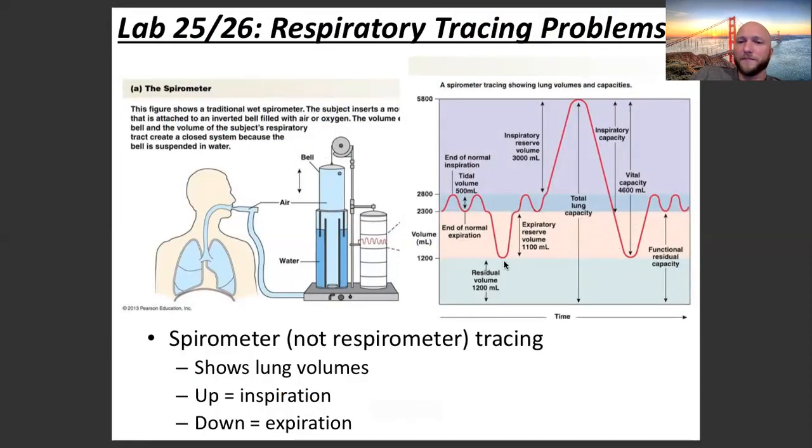So right here, we have some vocab words that we need to understand for this. And I do expect you to know these vocab words. We have tidal volume. Tidal volume is just our normal inhale and exhale. It's our normal inhale and exhale when we're not even thinking about it. Tidal volume.